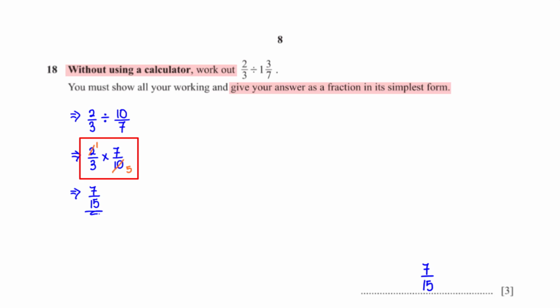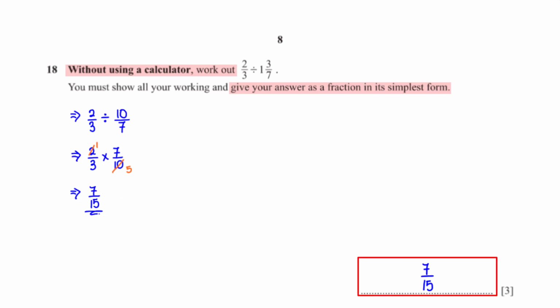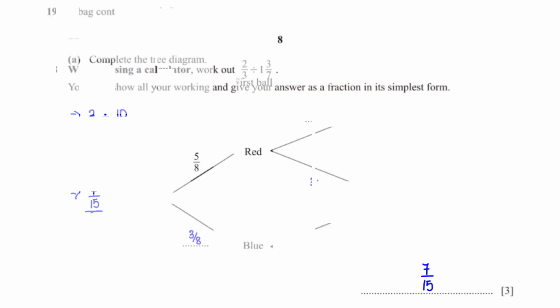2 goes into itself once and goes into 10 5 times. And so for the numerator, 1 times 7 gives us 7. And for the denominator, 3 times 5 gives us 15. 7 over 15 cannot be simplified further. And so our final answer is 7 over 15.